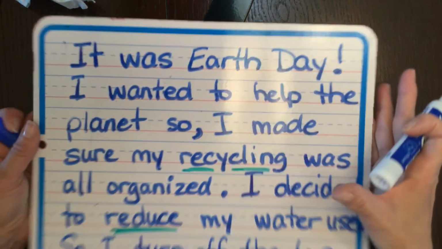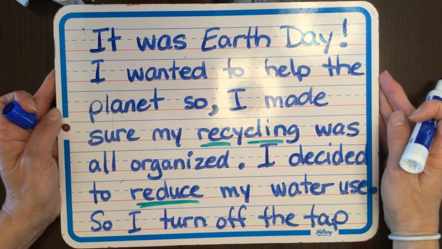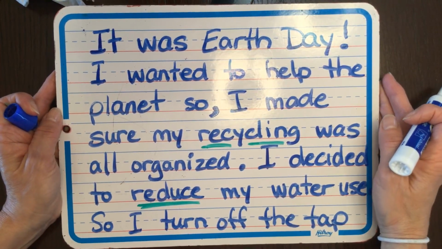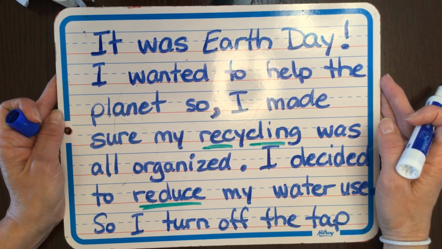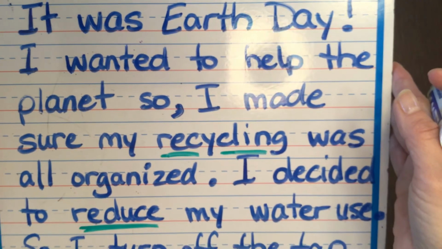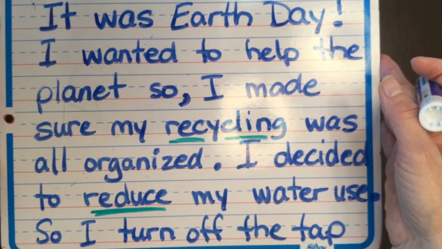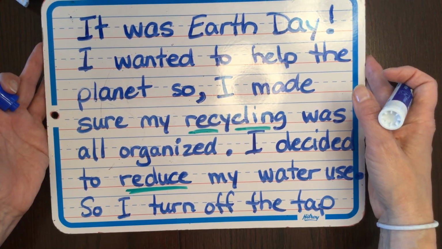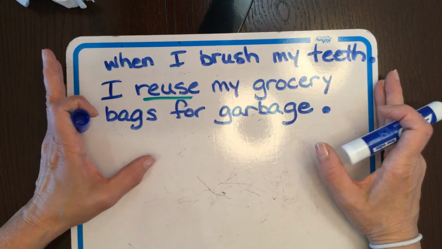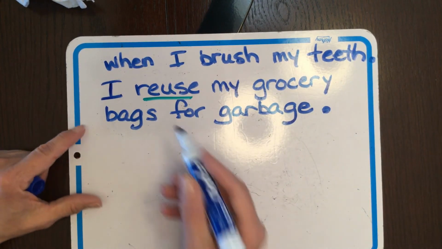So I started with, it was Earth Day. I wanted to help the planet. So I might want to end with something that lets you know how I'm helping the planet. It was Earth Day. I wanted to help the planet, so I made sure my recycling was all organized. I decided to reduce my water use, so I turned off the tap when I brush my teeth. I reuse my grocery bags for garbage.